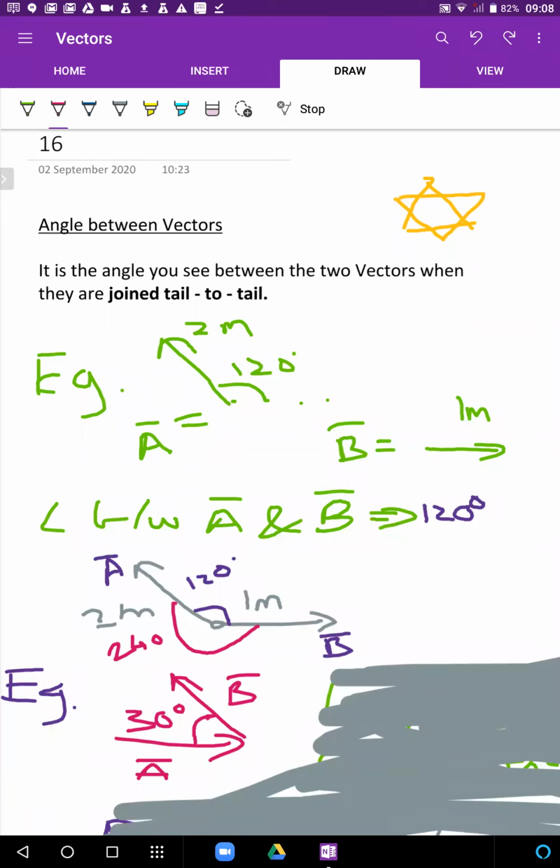Nonetheless, है ना, if 120 degrees is not in the options, but 240 degrees is in the options, you'll go for 240 degrees. Because that is also fine. That's also the angle you see when they are joined tail to tail. 120 is the more correct answer, but अगर 240 है वो भी चलेगा. क्या नहीं चलेगा? 60 degrees नहीं चलेगा. Because 60 degrees आ रहा था जब they were not joined tail to tail.